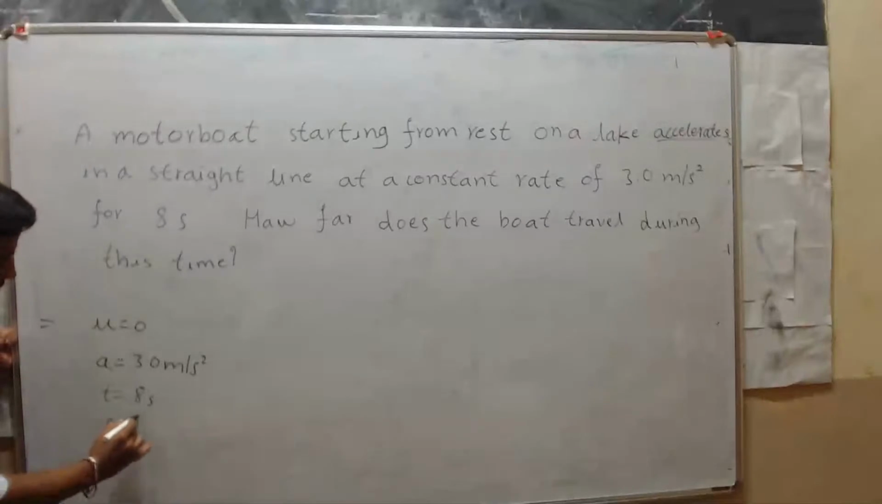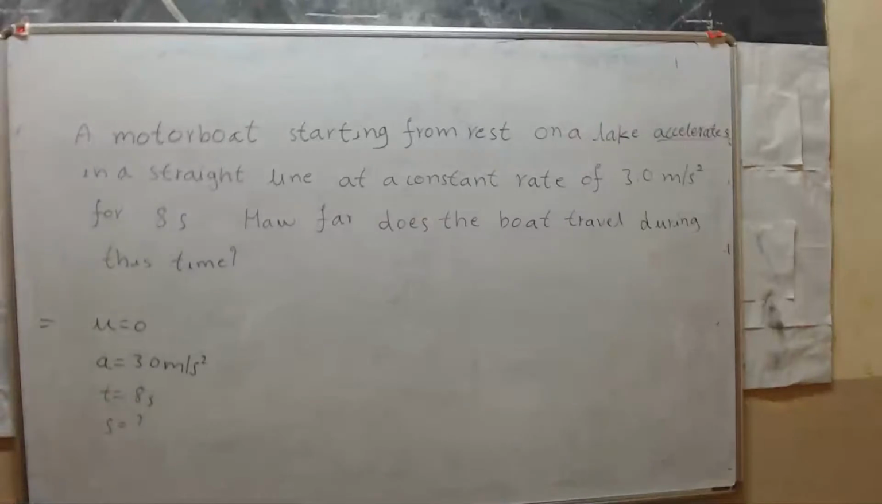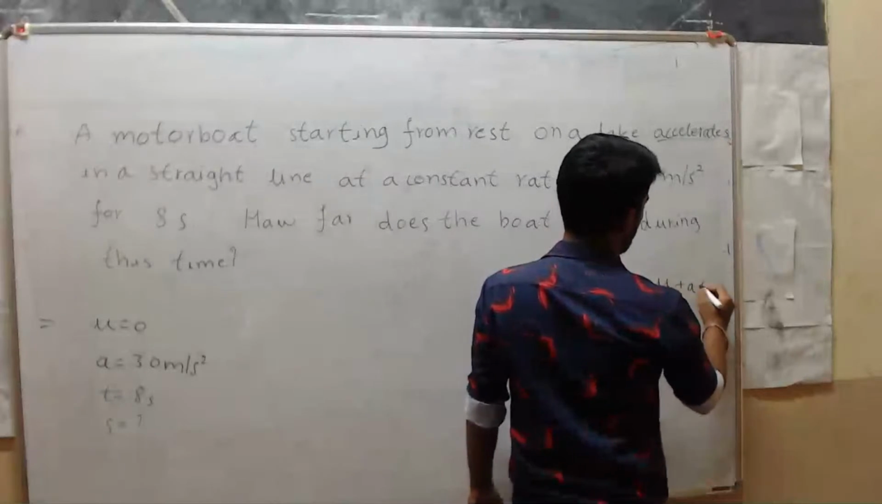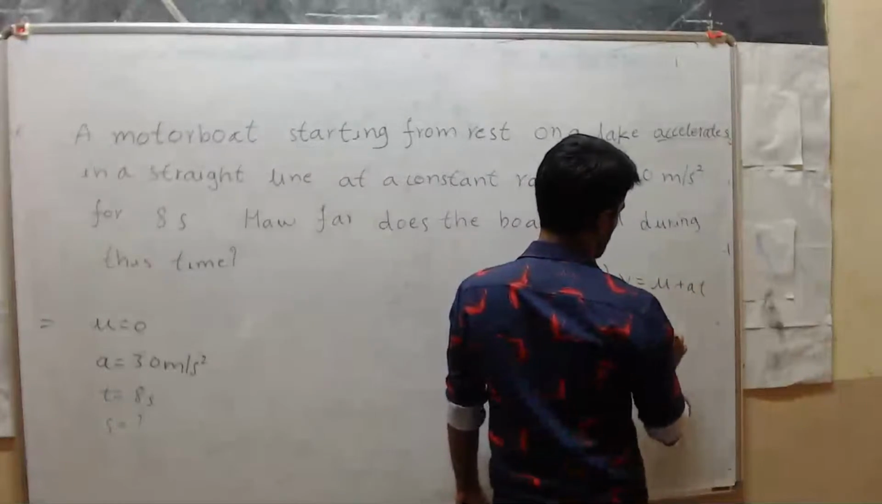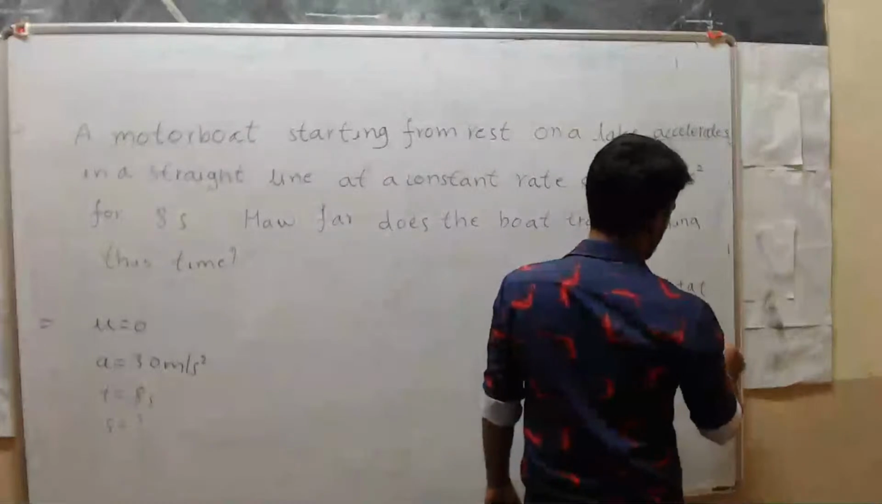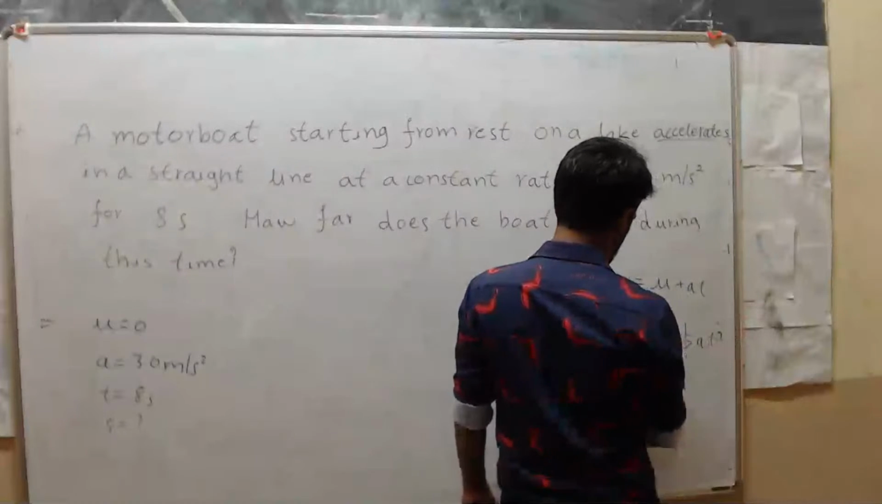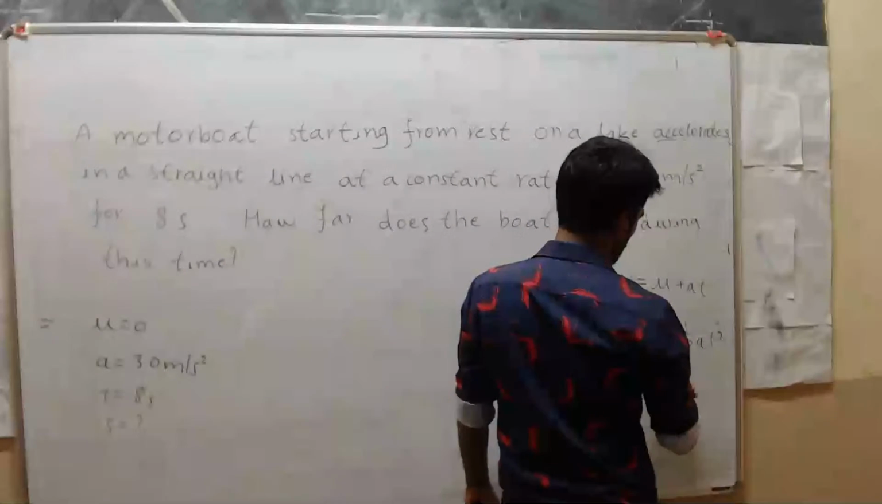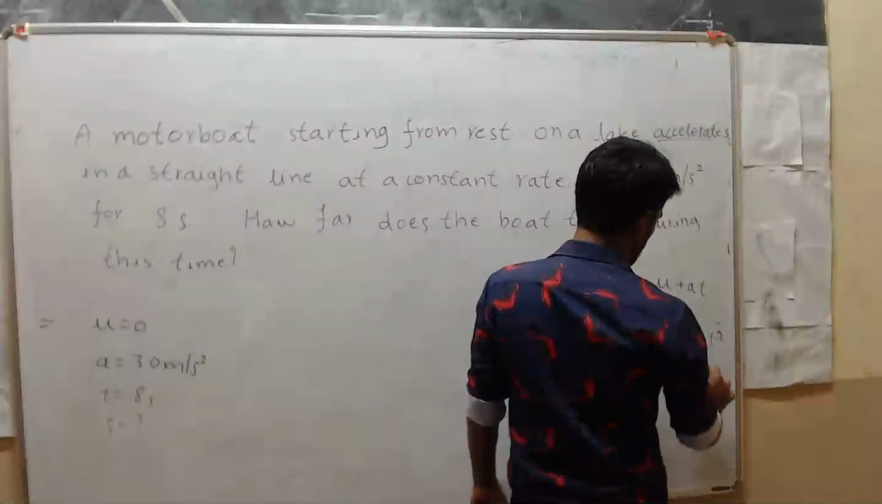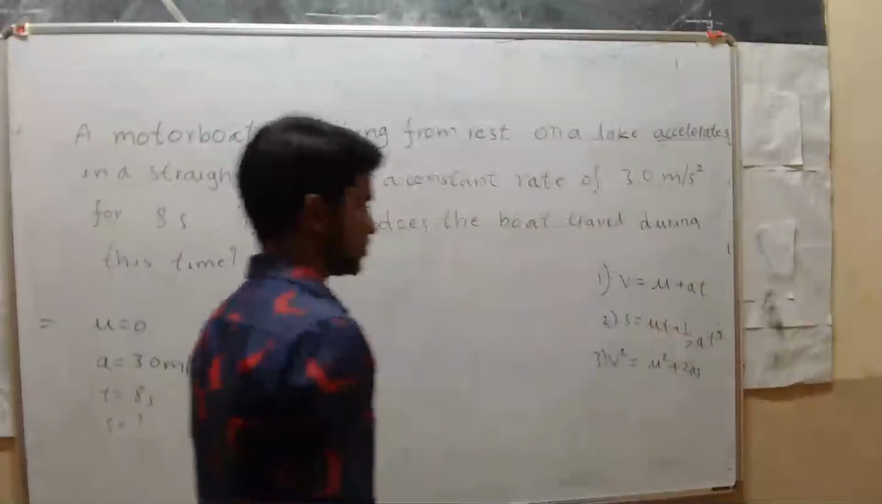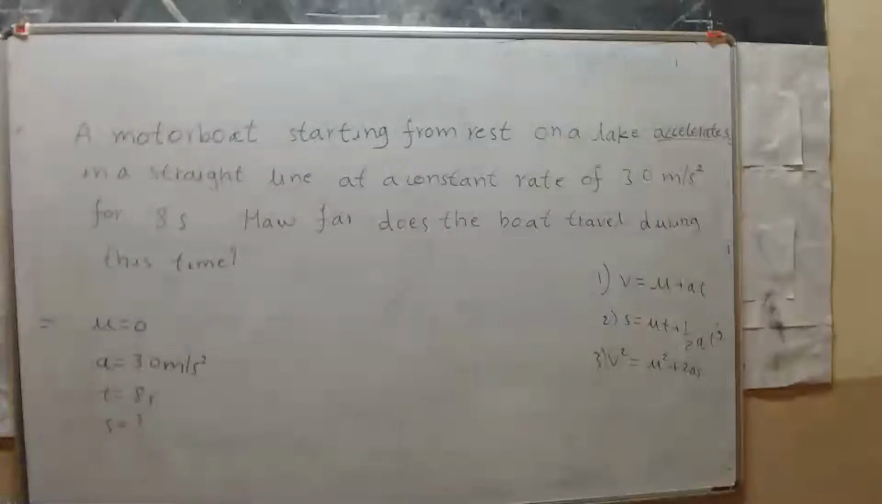It means we need distance. So which formula here? We have three formulas, right? So first one, v is equal to u plus at. Then second one, s is equal to ut plus half at square. Then third one, v square equal to u square plus 2as.